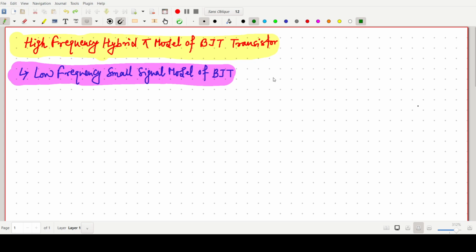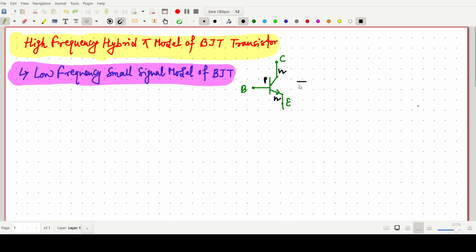So for this purpose, we are taking this NPN transistor. So I am making this NPN transistor. This one is the base in, this one is the collector in, and this one is our emitter in, and one can say this one is N, P, and N.